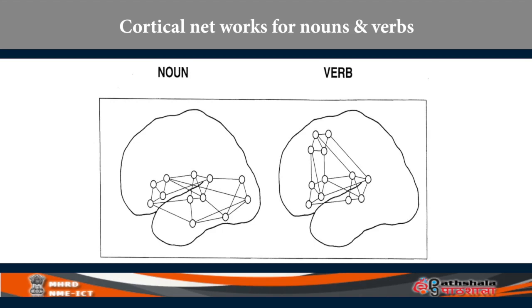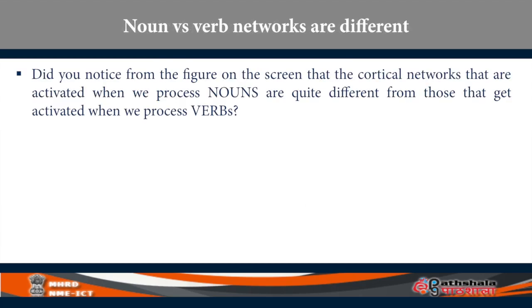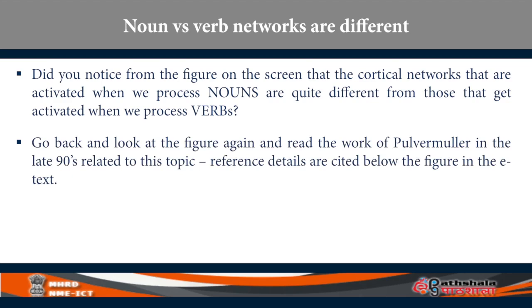Again and again please look at the previous picture. The cortical networks activated when we process nouns are very different from the cortical networks which get activated in the brain when we process verbs. Alright. So there is a very interesting work done by Pulvermüller in the late 1990s. The reference is cited in the e-text. Please go back and read his original article to learn more about these cortical networks which correspond to nouns versus verbs.